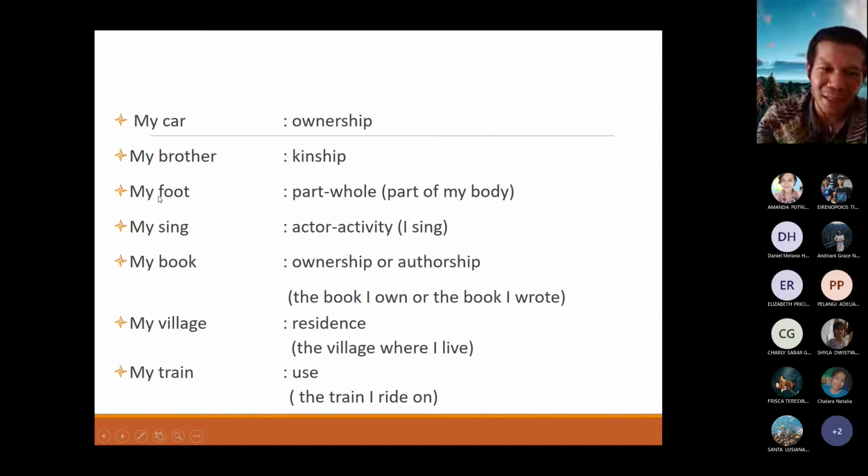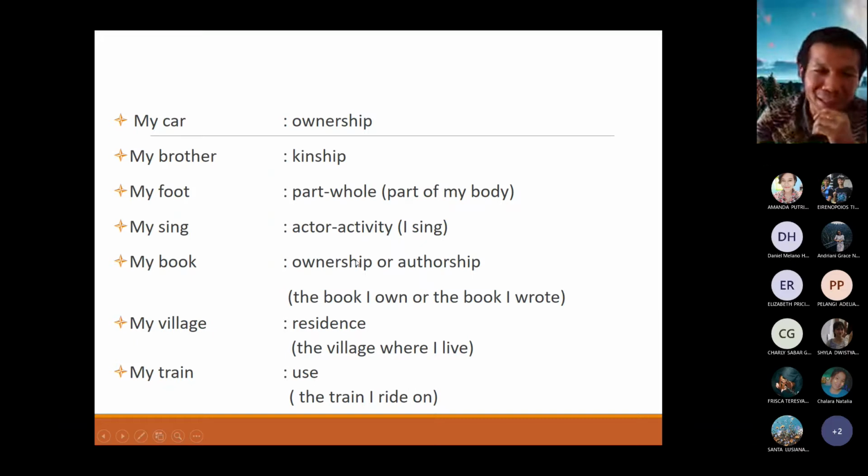And the third phrase is my foot, which is a part of my body, guys. Okay. My sing means that I'm singing. I'm the singer. I'm the actor of the singing activity. So my sing explains the activity of singing that I do.